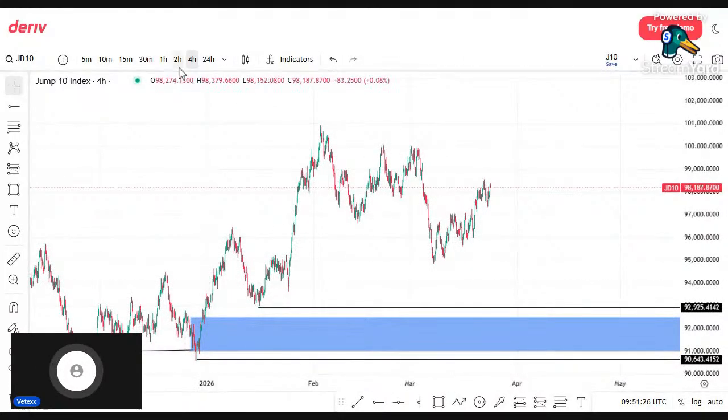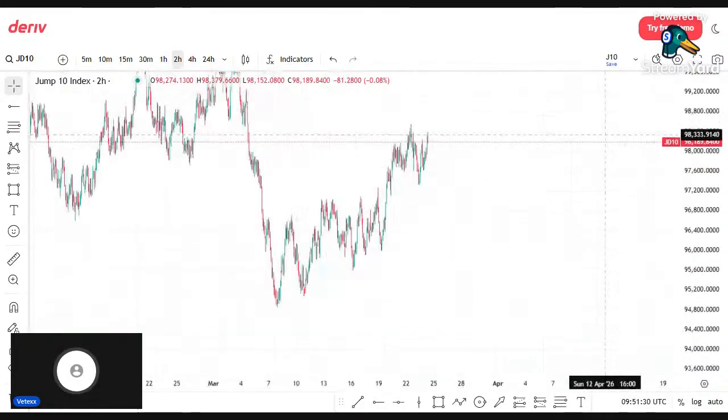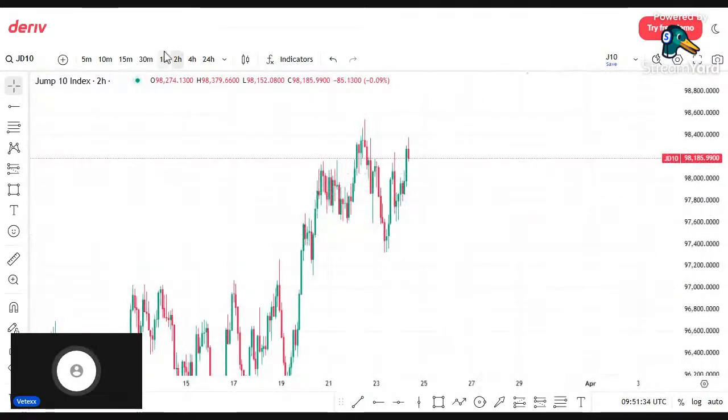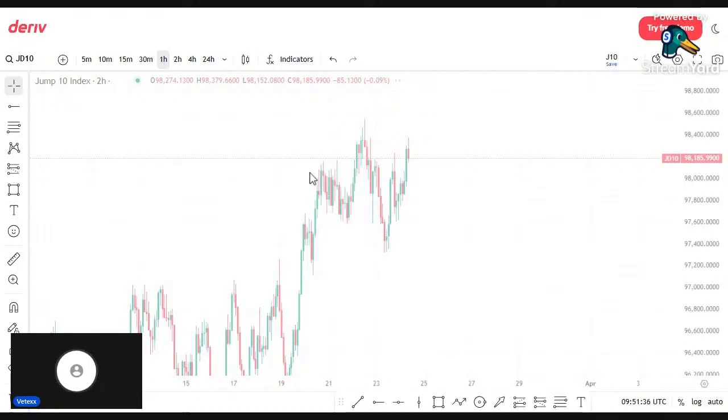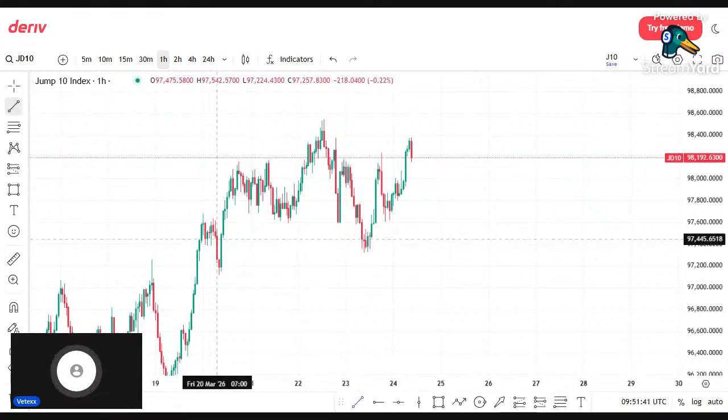So if I go to the 2-hour time frame, do we have any other continuation there? Any recent price action? No. So we check the 1-hour time frame, which is the last higher time frame that we check. So we have this sweep of liquidity here.